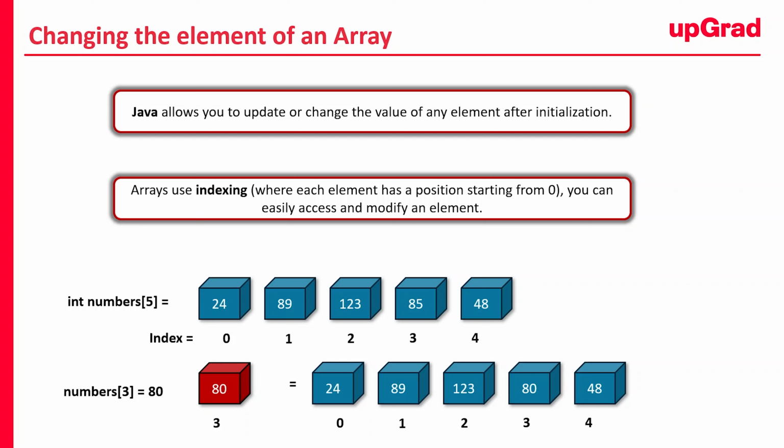Now, as we can see on the screen, we have an array, let's say its name is numbers, and it is storing 5 values: 24, 89, 123, 85 and 48, and their indexes are also mentioned. Now if you want to overwrite or change the value at the third index, which is the element 85, I'll simply assign the new value to it, and it will automatically update. Now let's understand this with the help of an example, because I want you guys to understand it completely.